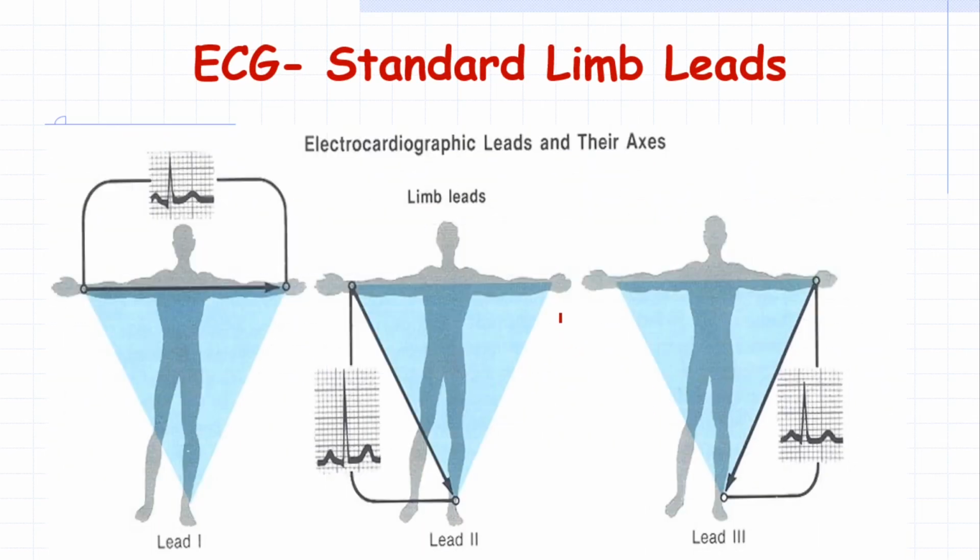Now we are going to see about the placement of the leads in the 12 lead system. First we'll start with the bipolar limb leads, that is the standard limb leads, where the electrodes are placed and how the ECG is recorded on all these three leads. In the bipolar leads, the first one is lead 1.